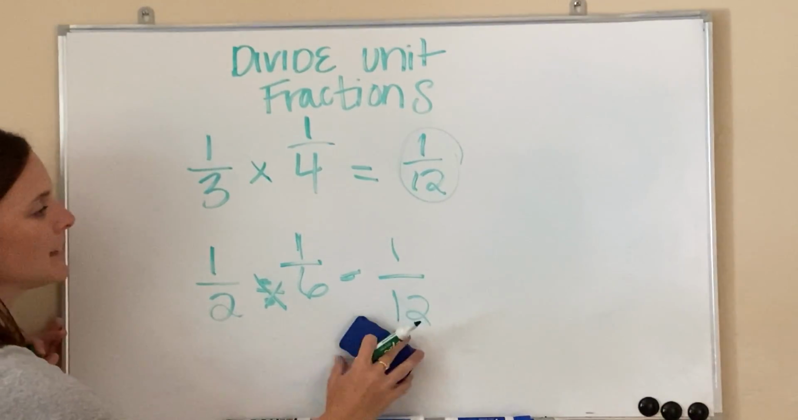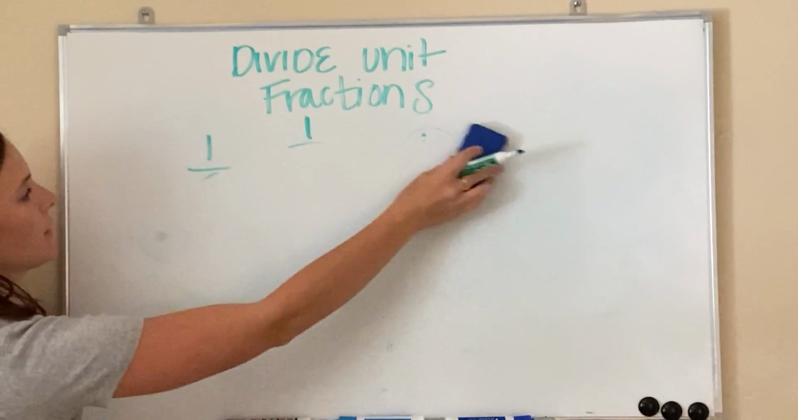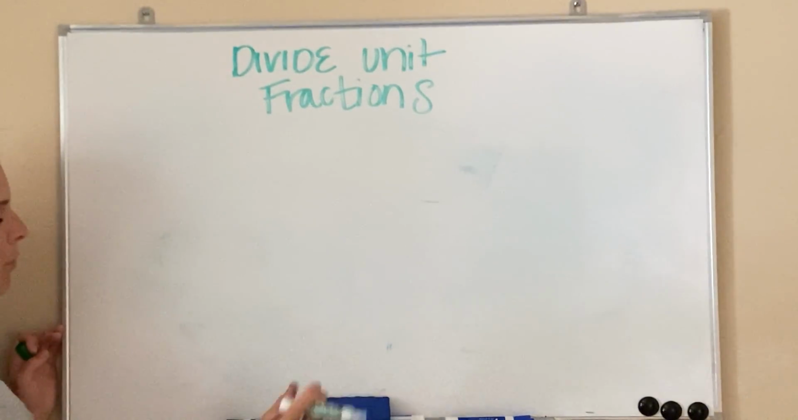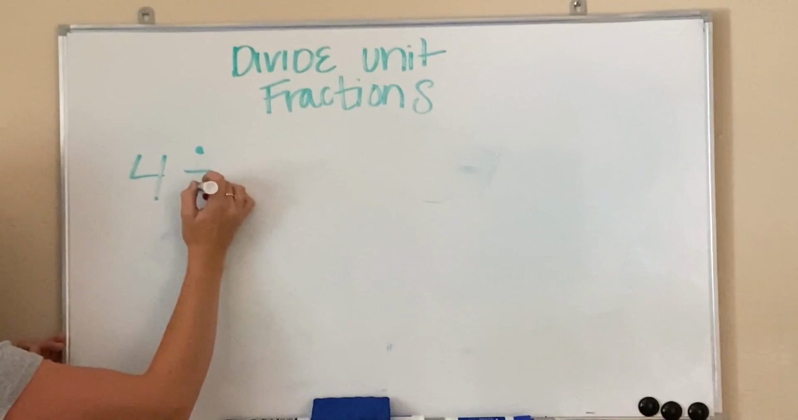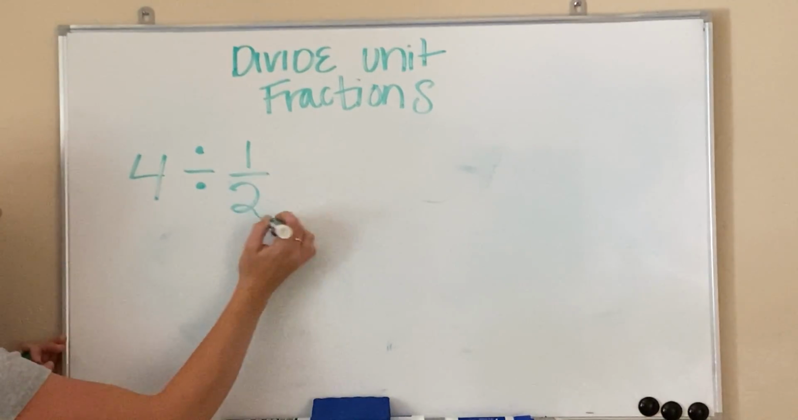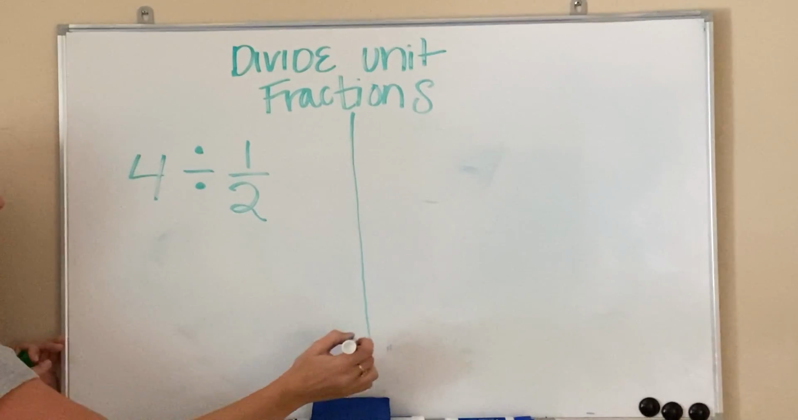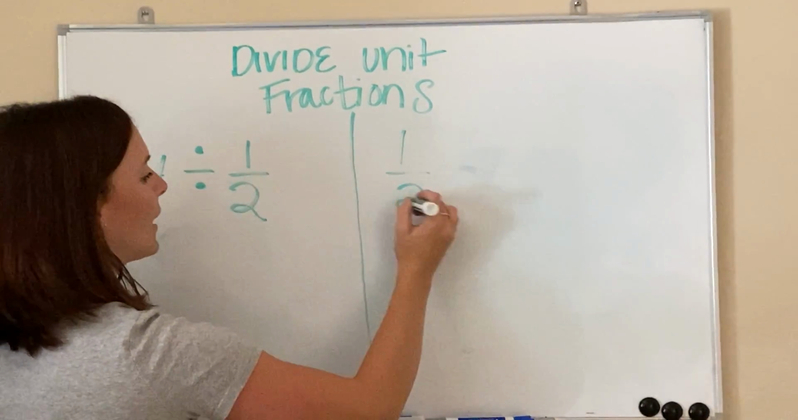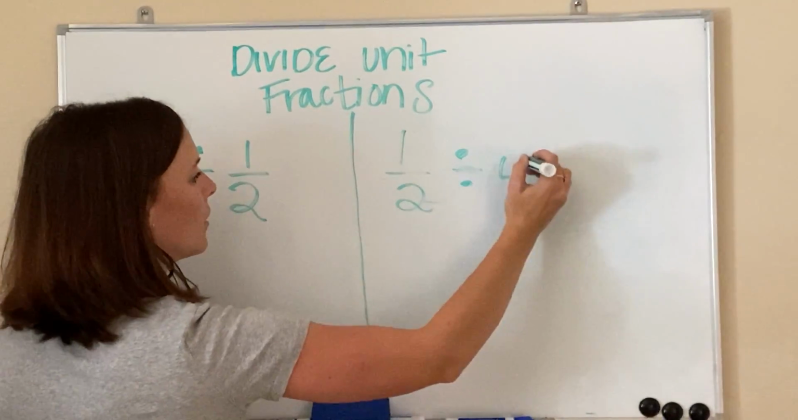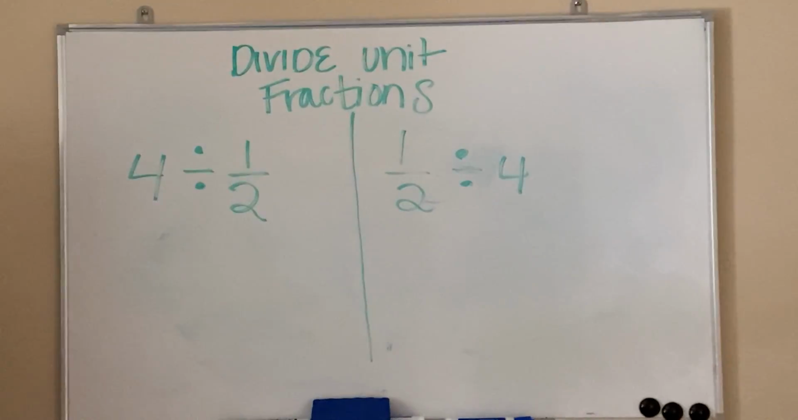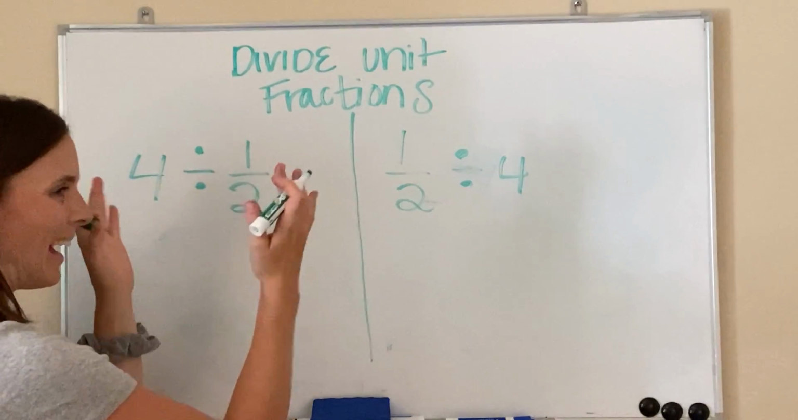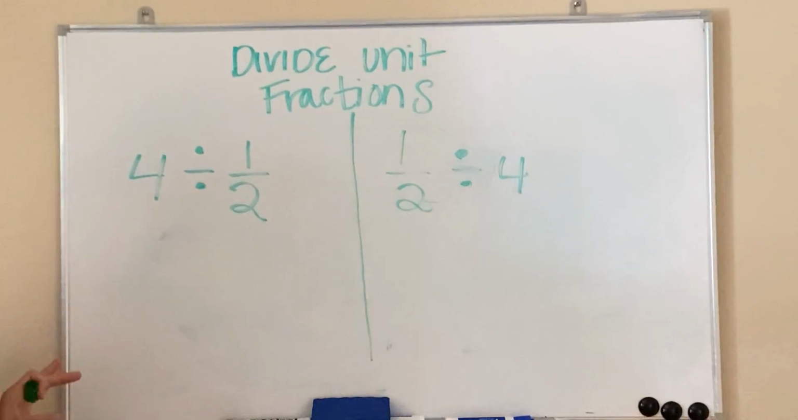Now, how was that different? Let me show you both ways and why they're different now that we've seen both. So if I was doing 4 divided by 1/2, that's very different if I did 1/2 divided by 4. Because over here, I'm dividing 4 wholes. Over here, I'm dividing a half. So there are different steps.